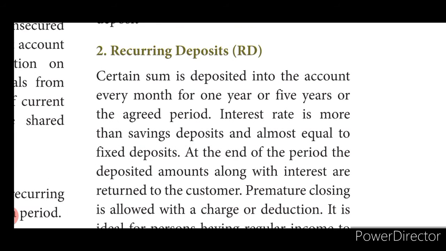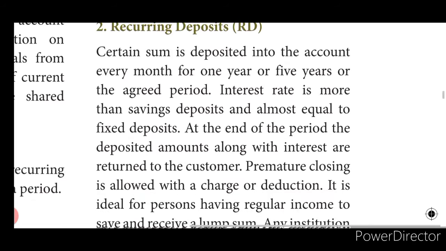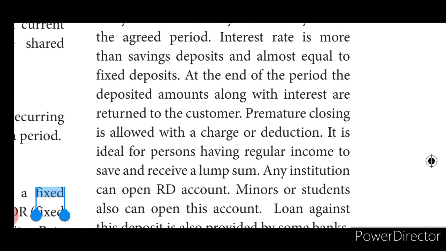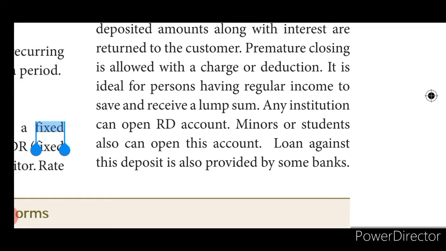See here, a certain sum is deposited into the account every month for 1 year or 5 years or the agreed period. The interest rate is more than the saving deposits and almost equal to the fixed deposits. At the end of the period, the deposited amount along with the interest is returned to the customer. Premature closing is allowed with charges or reduction. It is ideal for persons having regular income to save and receive a lump sum. Any institution can open an RD account. Minors and students can also open this account. A loan against this account is also provided by some banks.